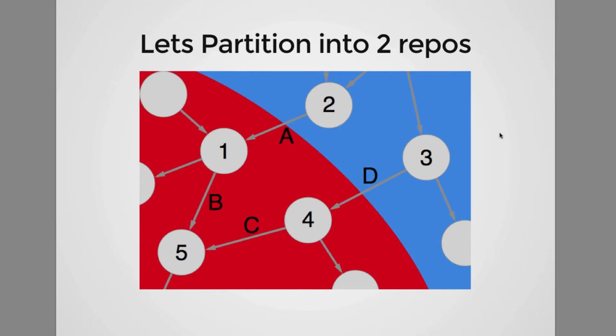And then let's partition these into two repos. Let's actually put a boundary right here. So we have 1, 4, and 5 with edges B and C, three nodes in the red repo and two nodes in the blue, and we have some cross-repo stuff.